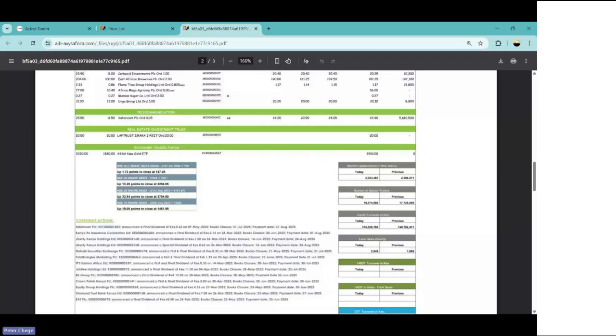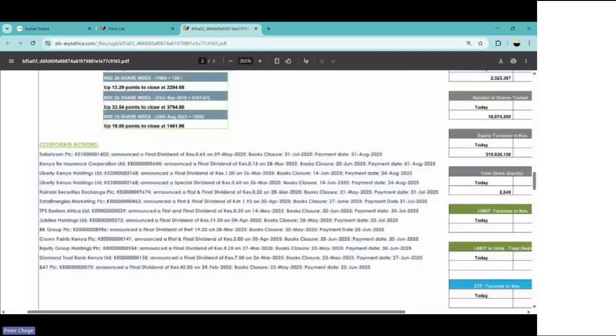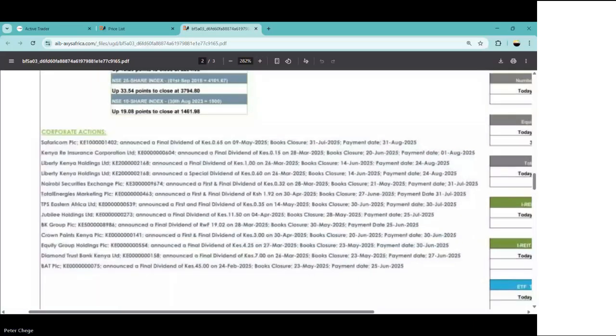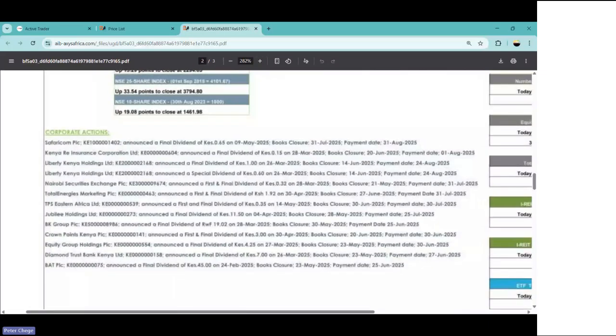Let me share. Let me see if there is one book payment date 1st of August, 31st, 30th July. Like if you had Jubilee Holdings, their payment day is on 25th July. So that was it's today. So you will receive that dividend either today or within this week.